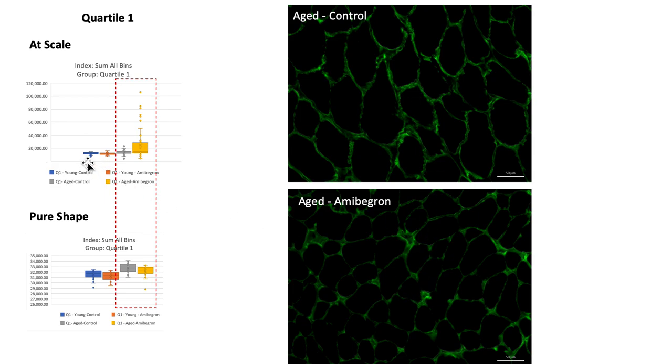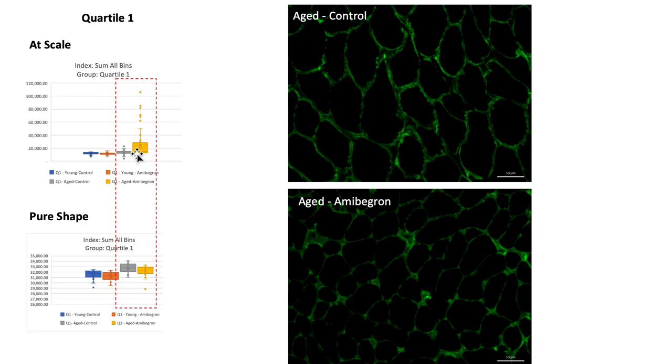There's a minor difference or no difference between these in young mice. In blue is young controls and orange is young amibegrin, and there's no difference between size and shape measured together versus just pure shape. But if you look at the aged group, it's very interesting that when you measure size and shape together, amibegrin increases the shape magnitude, while if you measure pure shape, amibegrin causes a decrease in the shape magnitude.